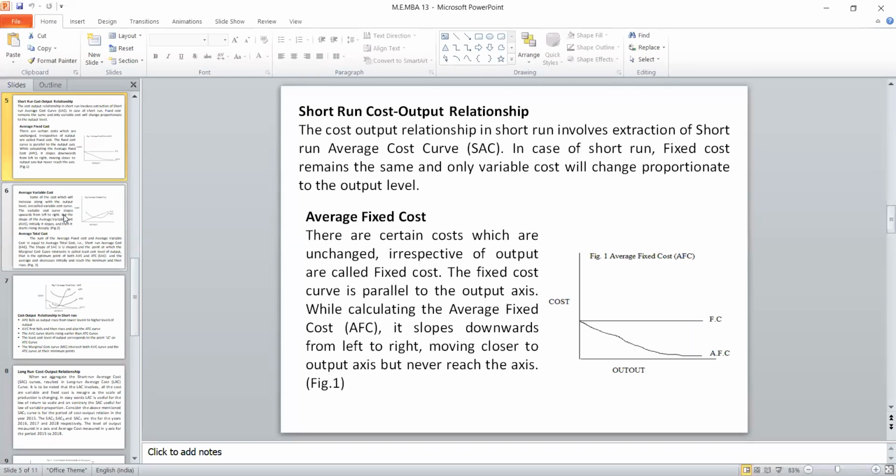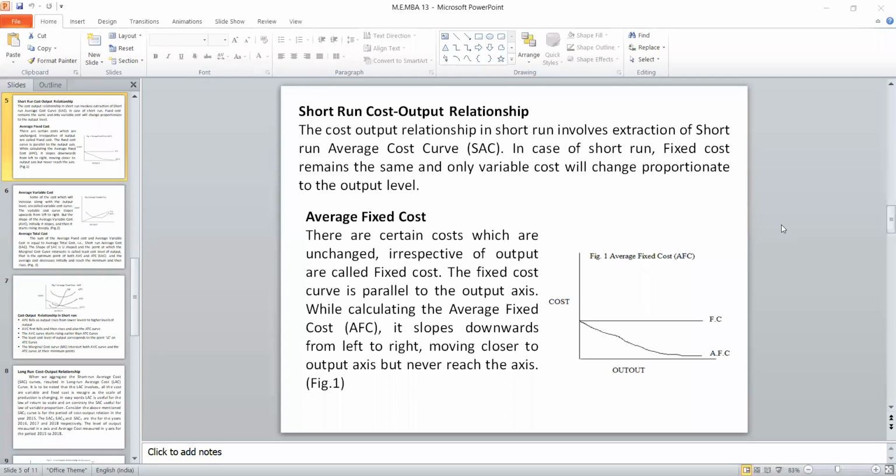Okay, let me continue. See, the total cost is equal to fixed cost plus variable cost. So average total cost is nothing but average fixed cost plus average variable cost. So first we will construct the average fixed cost. The definition for the fixed cost is there are certain costs which will not change along with the output. As the output increases, the costs remain the same. Those costs are called fixed costs. That is why it is parallel to the output axis. You can see in the diagram.